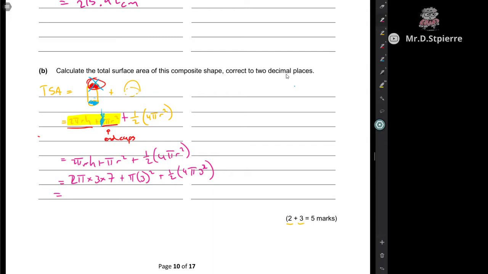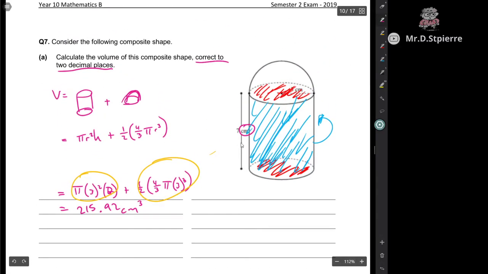2 times pi times 3 times 7, plus pi times 3 squared, which is 9, plus 0.5 times 4 times pi times 3 squared again, which is 9, so I'm going to stick a 9 in. I get 216.7698 and so on, which is equal to 216.77. I have to round, and units are centimeters, and because I'm doing surface area, it'll be centimeters squared. So that is question 7.